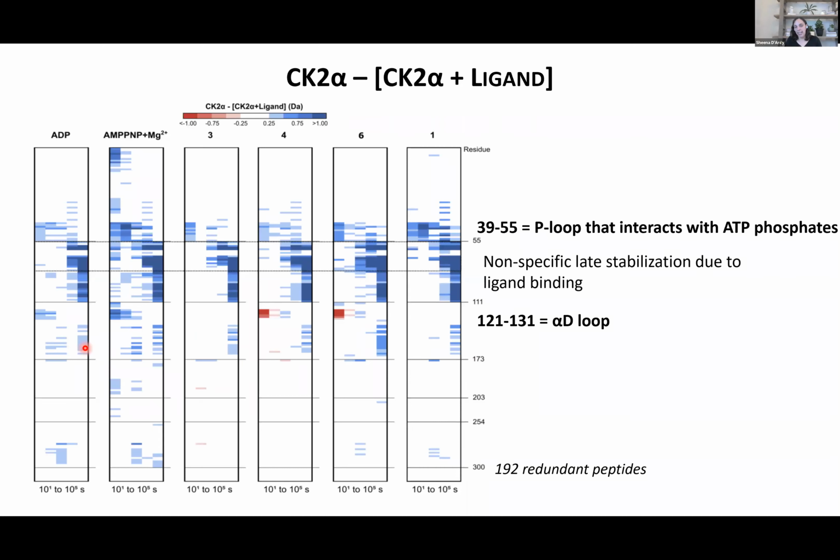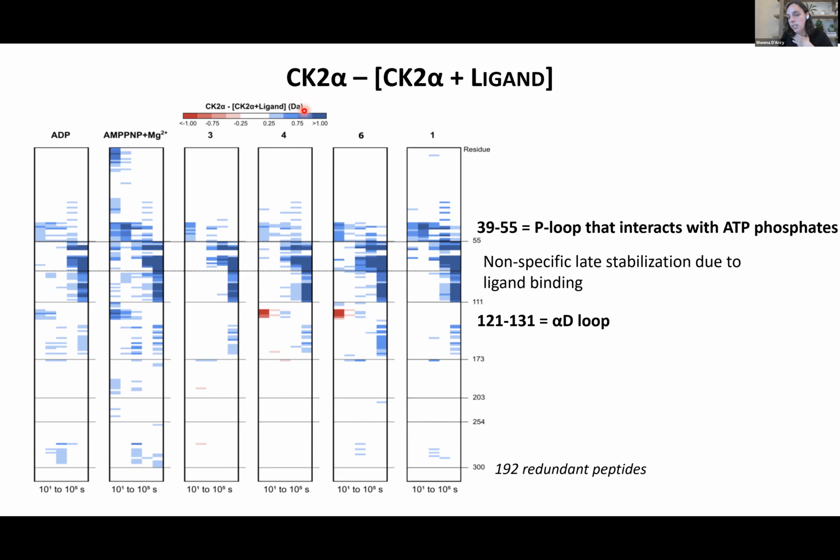So what do the data look like? This is the totality of the data here. Each of these heat maps represents the data from one of the molecules binding. On our x-axis, we have our time. You can see we started with quite a large time range from 10 to the 1 to 10 to the 5 seconds. While our y-axis here is a list of 192 redundant peptides that are ordered from the N to the C terminus. The color on these heat maps here represents the difference between CK2 alone and CK2 with the ligand expressed in Daltons.